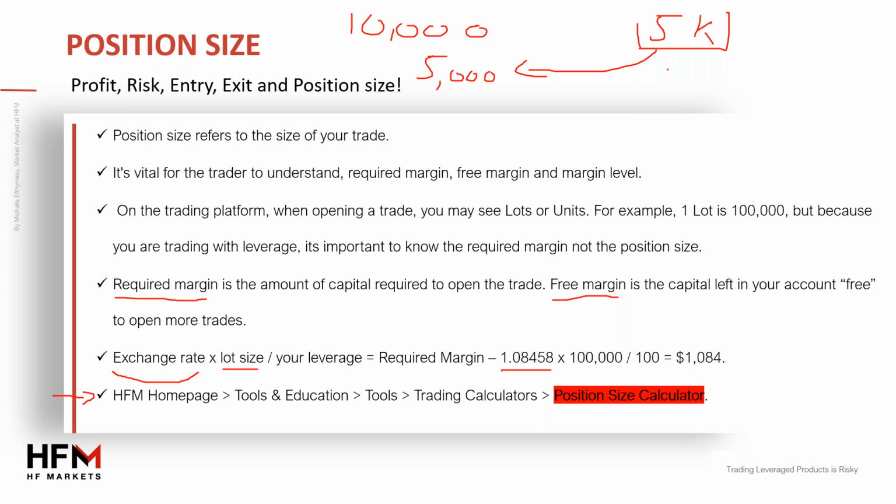Remember I said that one lot is 100,000, okay? Of course, you can have half a lot, you can have a mini lot, a micro lot, which is a very small position. One lot though is 100,000. You can open more, you can open less, of course. But just for the example, we're going to say we're going to have one lot. So you're taking the exchange rate times the size of the position, and then you're dividing that by 100. That gave us, ladies and gentlemen, 1,084. That very simply is a required margin.